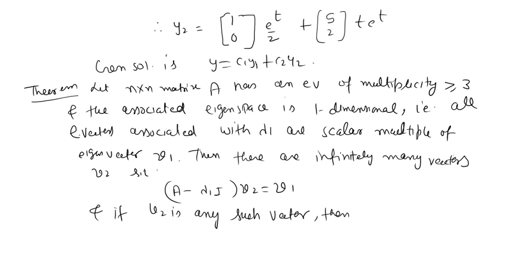then there are infinitely many vectors v3 so that (A minus lambda 1 I) v3 equals v2. So from v1 you need to find v2, and from v2 you need to find v3. So this is an iterative procedure.